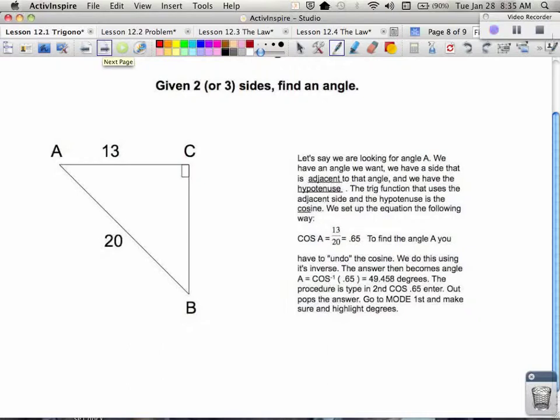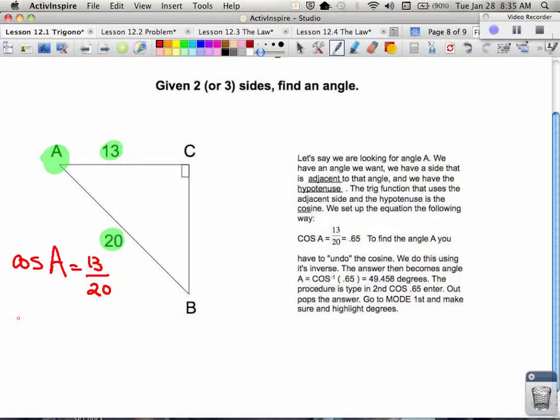So in this particular triangle, I see that they want me to find angle A again. Here it is. They give me the side that's adjacent to angle A, and they give me the hypotenuse for the triangle. So adjacent and hypotenuse means that I'll be working with cosine. So I know that the cosine of my angle A has to be the adjacent side divided by the hypotenuse.